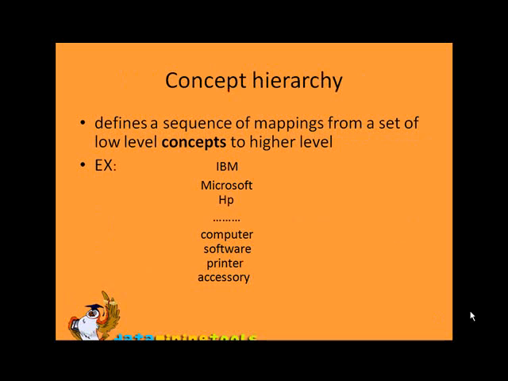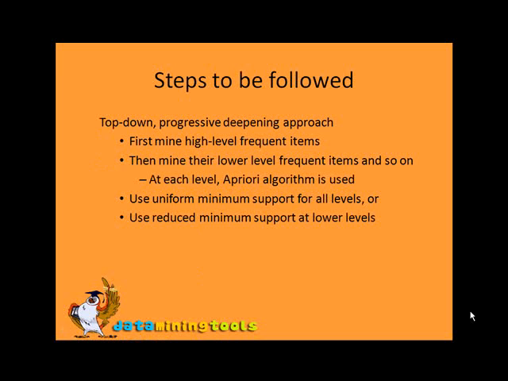Let's understand concept hierarchy. It defines a sequence of mappings from a set of lower level concepts to higher level concepts. For example, here IBM, Microsoft, HP are given as higher level, and computer, software, printer and accessories are taken as low level concepts. The steps to be followed are a top down progressive deepening approach. First mine the high level frequent items, then mine the lower level frequent items, and so on. For each level, use the Apriori algorithm and use uniform minimum support for each level. Then use reduced minimum support at lower levels.